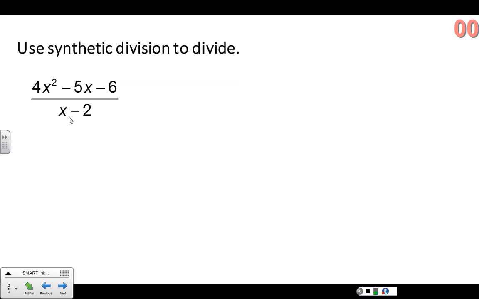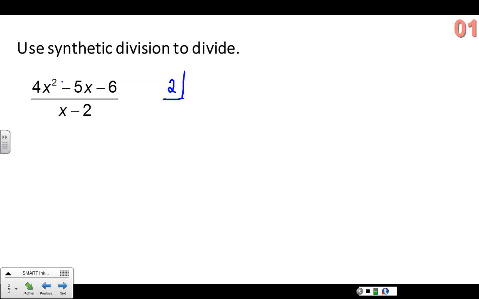Now to use synthetic division, you have to think what number would make this divisor 0. So what number could I substitute in for x that would make this divisor 0? So positive 2 would be what I'm going to use for my synthetic division divisor. Whatever would make this 0 is what you're going to use. So I'm going to use positive 2. Okay, so that's going to block that off.